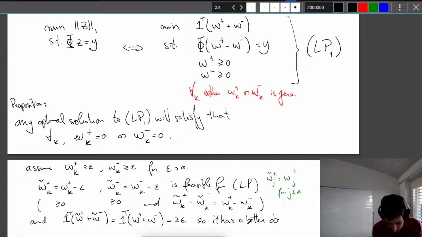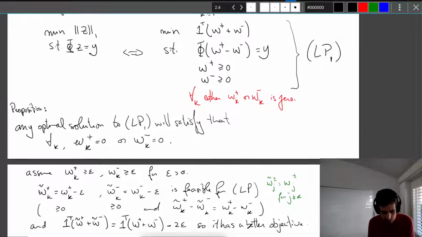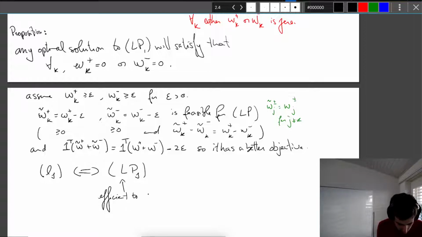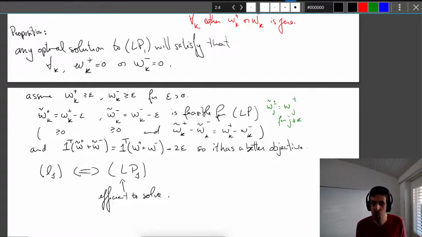Okay, so if I start with the solution of this LP for which there is a k for which both of them are positive, I can shrink them to zero. Everything is still feasible and I improve the solution. So basically we proved that this L1 is completely equivalent to this LP. And as you'll see, or maybe you've seen in a class, linear programming is efficient. This is efficient to compute, efficient to solve. We won't talk much about linear programming, but if you were to put this on the computer, the computer can solve it easily.